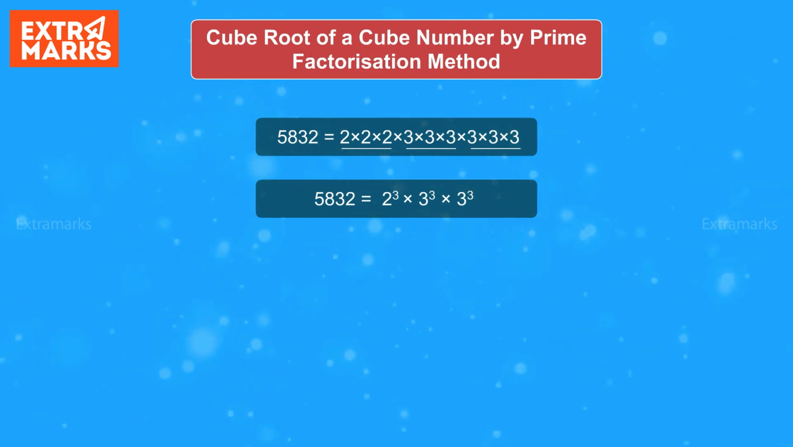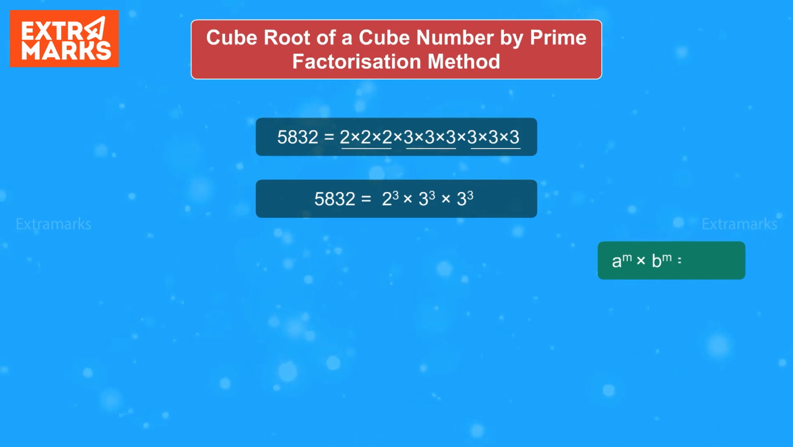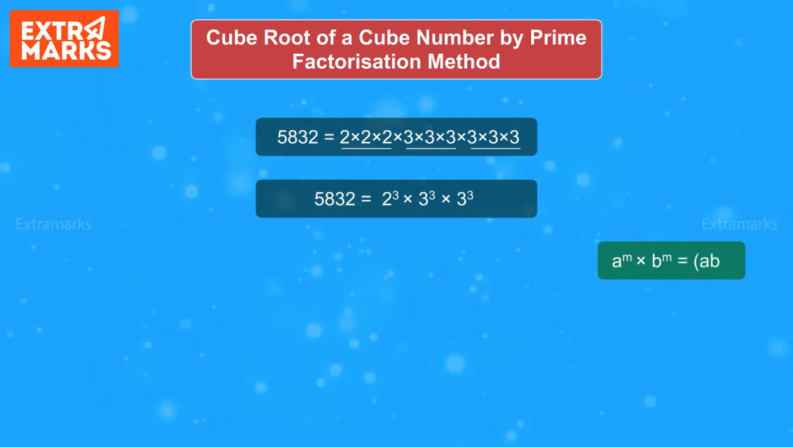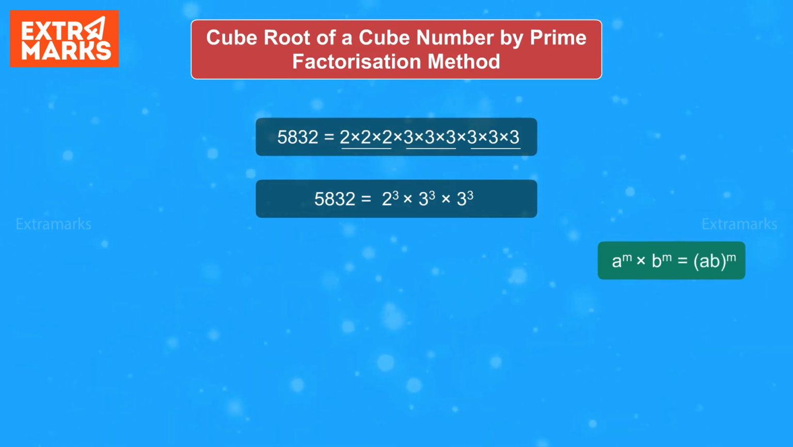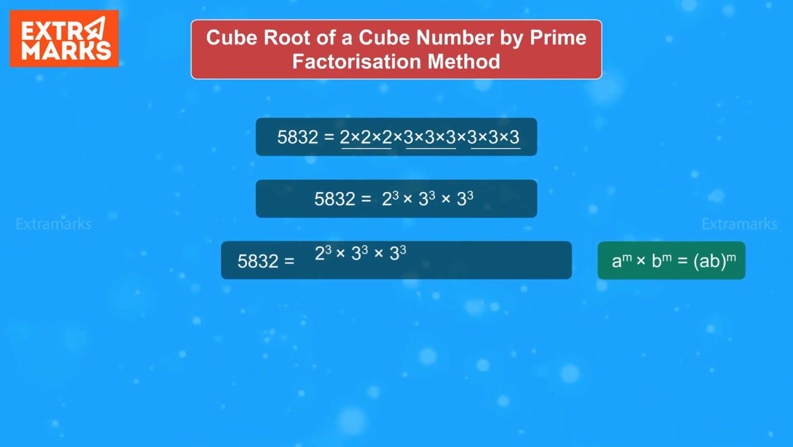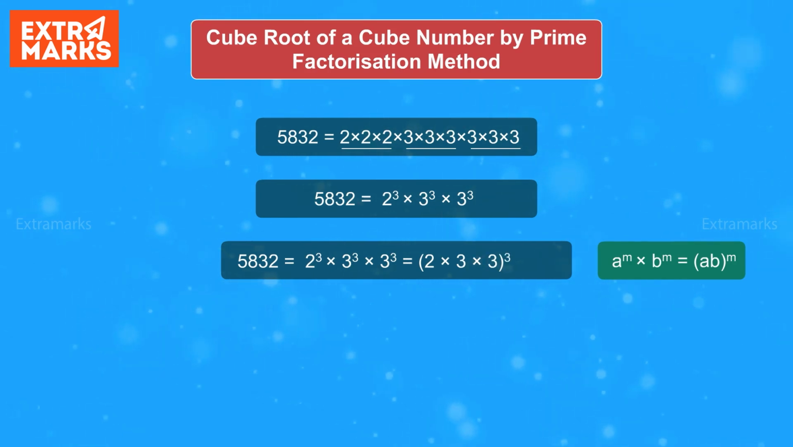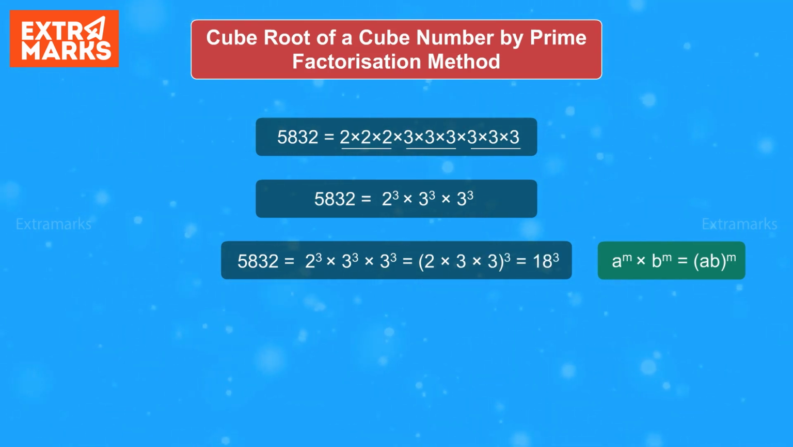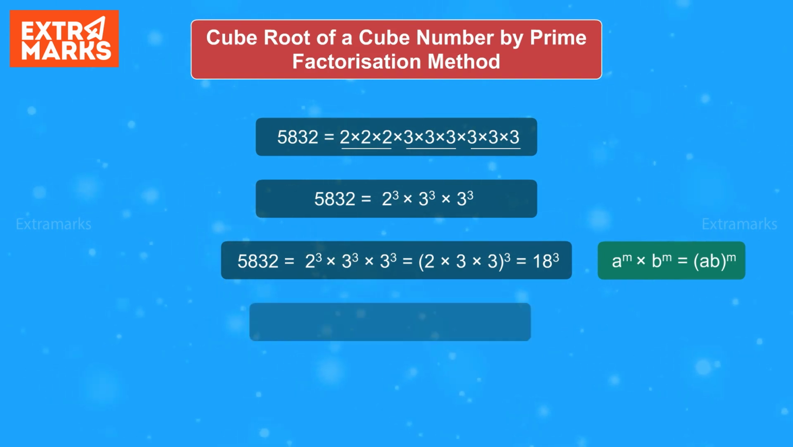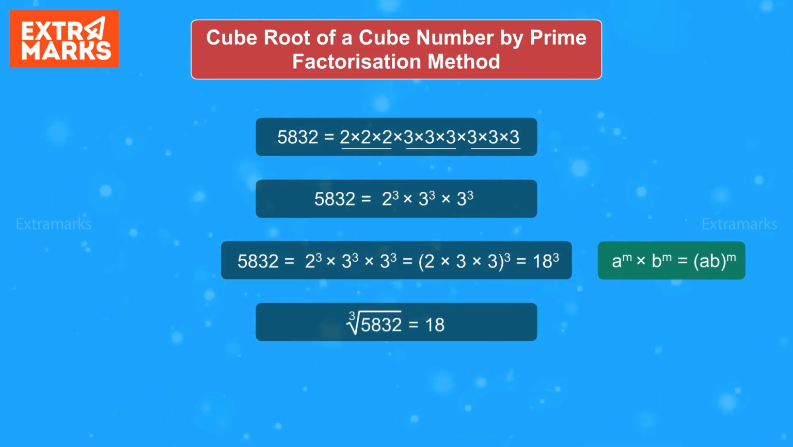We know the property of exponents: a to the power m multiplied by b to the power m is equal to a multiplied by b whole raised to the power m. So, using this property, we get 5832 is equal to 2 multiplied by 3 multiplied by 3, whole raised to the power 3, which gives 18 cubed. Hence, the cube root of 5832 is equal to 18.